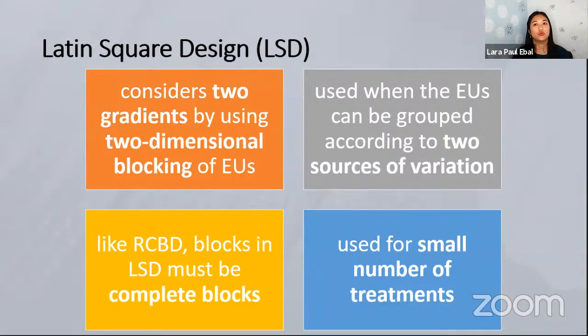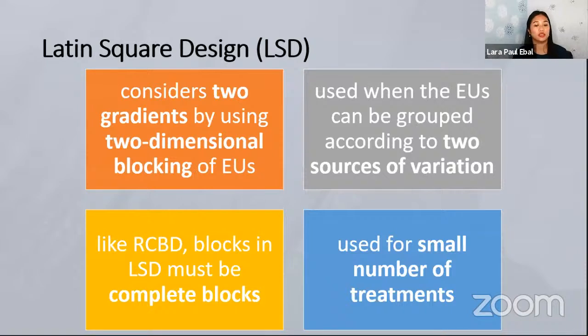If you can recall, if we have an ANOVA table, aside from treatment, error, and the total, the source of variation, we also have block, right? Now for the Latin square, we have an additional block. So our ANOVA table gets more complicated.